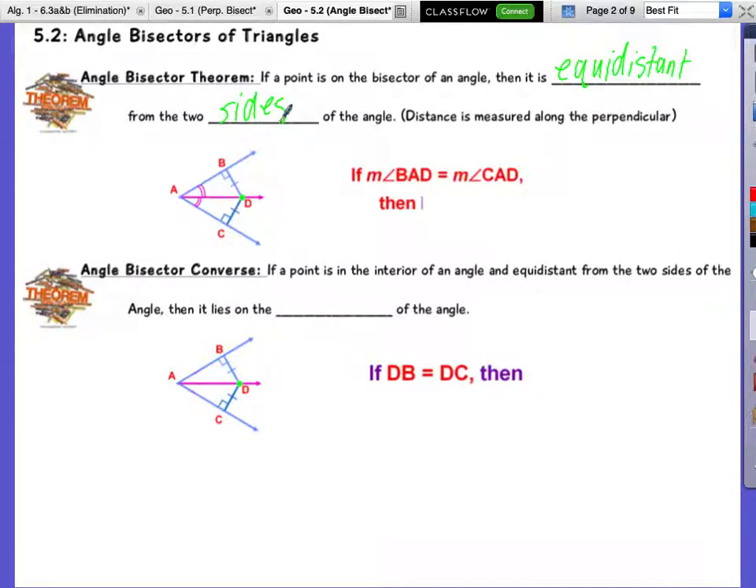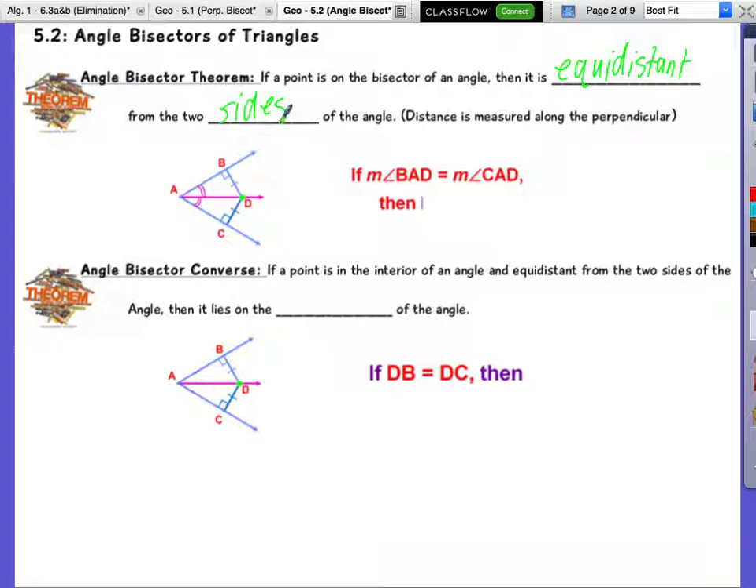And we say distance is measured along the perpendicular. We're going to talk about what that means. So just like we had the perpendicular bisector theorem, where if a point was on the perpendicular bisector, then it's equidistant from the endpoints of the segment.